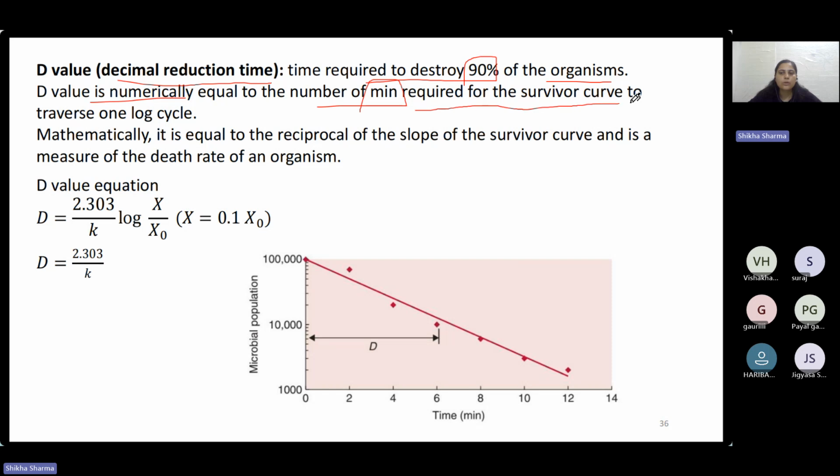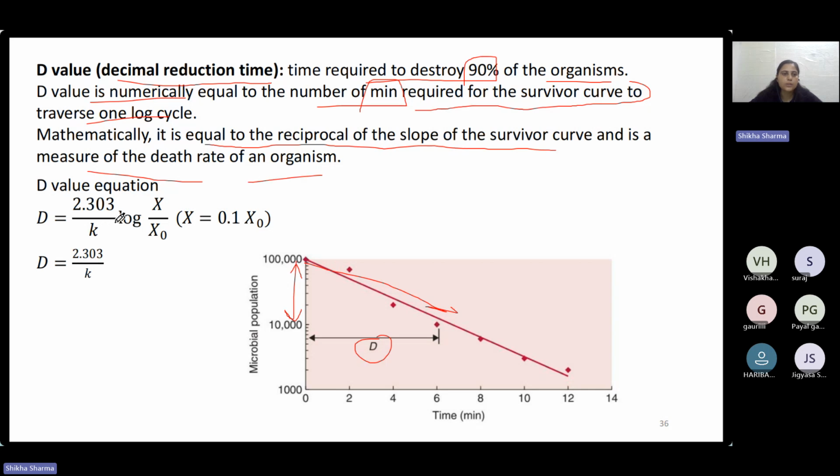Required for the survivor curve to traverse one log cycle. So this is the survivor curve. In this, for 1 log cycle reduction of the microorganism from this to this, how much time it will require is the D value. Mathematically it is equal to the reciprocal of the slope of the survivor curve and is a measure of the death rate of the organism.